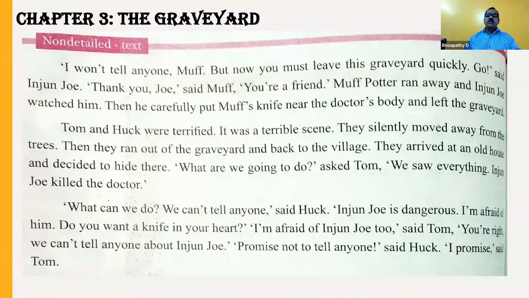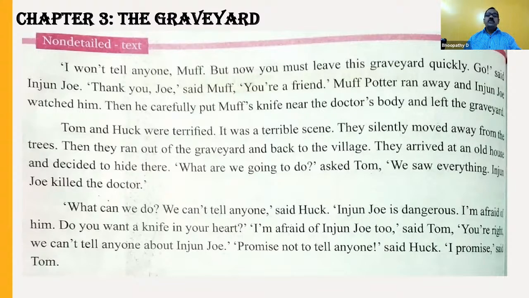St. Petersburg town. They arrived at an old house and decided to hide there for some time. "What are we going to do? What can we do? We saw everything. Injun Joe killed the doctor. What can we do? Can we reveal the secret to everyone in the town or keep it in silence?"